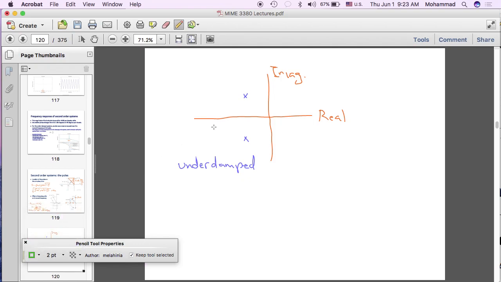If I gave you 2 poles that were exactly on top of each other somewhere here, and I ask you, what kind of system is that? Or I could ask you to sketch the step response of this system. You have 2 poles exactly on top of each other. It's a critically damped system. So it's critically damped.